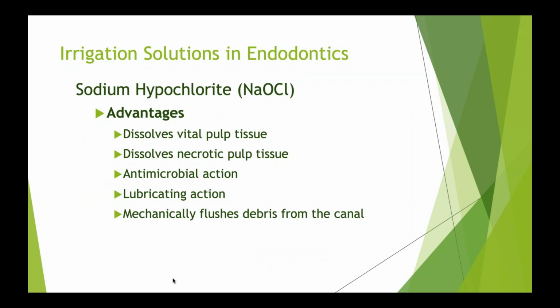There are advantages of sodium hypochlorite, and this is why we use this, because it will dissolve vital pulp tissue, it will dissolve necrotic pulp tissue, it kills the bugs, it acts as a lubricant for the files, which is what you always need. You never want to take a file inside of a canal when it's dry. You always want to have some type of solution on the inside. And most importantly, it helps flush out the garbage that is left over from doing all your cleaning.